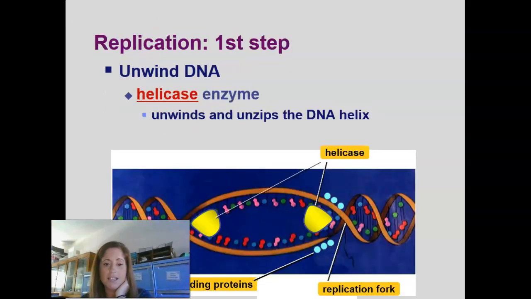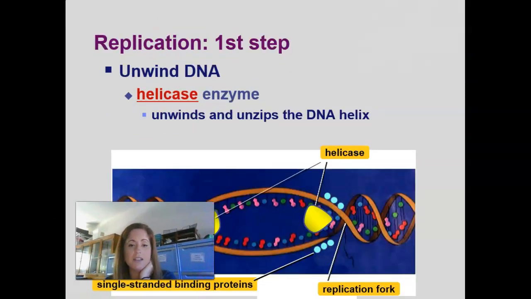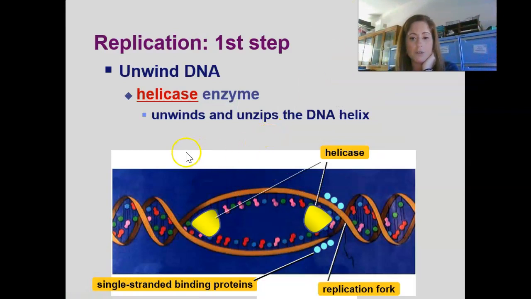So the first step in replication would be to unwind and unzip the molecule. And so this is sort of a picture of it. You don't need to know about the binding protein, so you can ignore that one. But this is the enzyme that you need to know about. So you only really need to know for this course 2 enzymes involved in DNA replication. There are many more, and I'll mention a couple of others, but you really only need to know 2. And so the 2 that you need to know are DNA helicase. Helicase unzips and unwinds the DNA by breaking the hydrogen bonds.